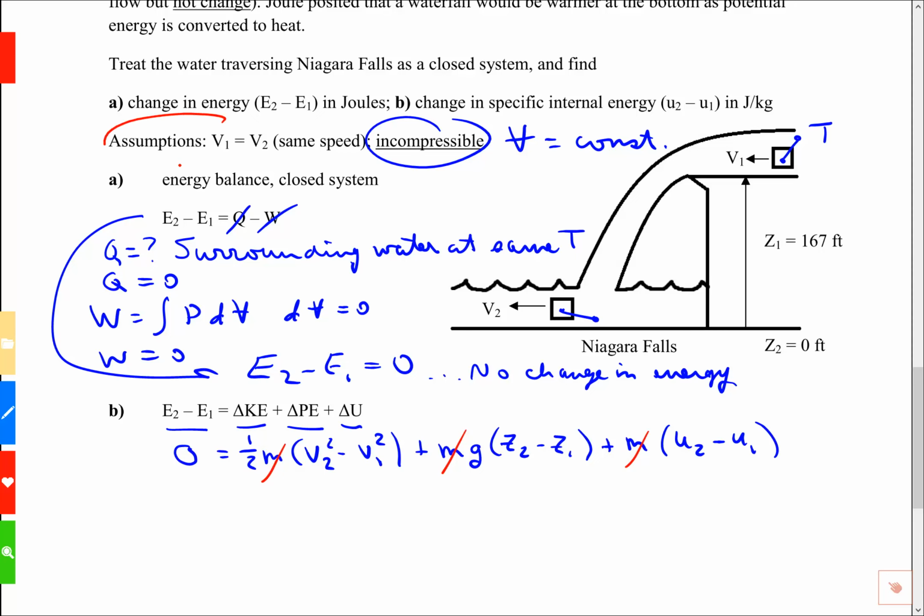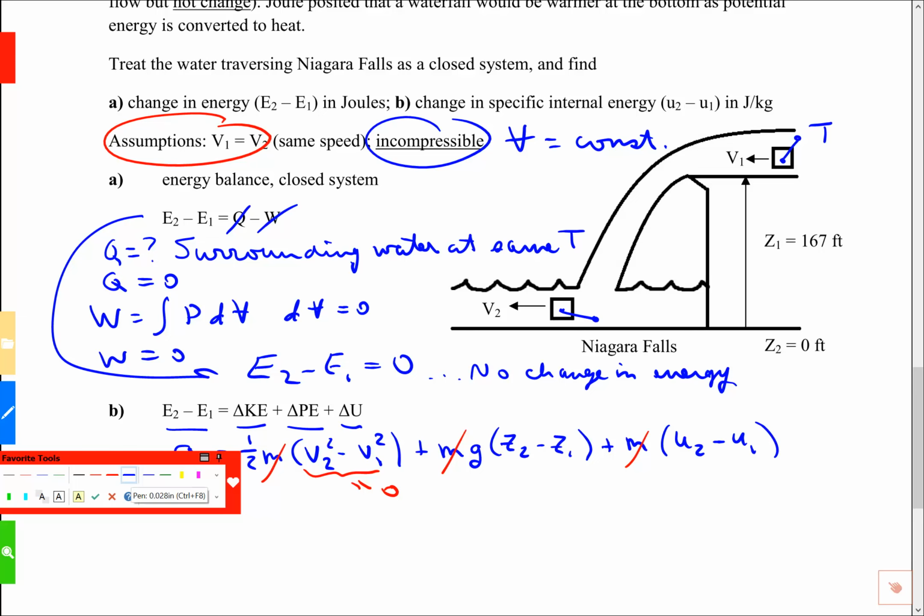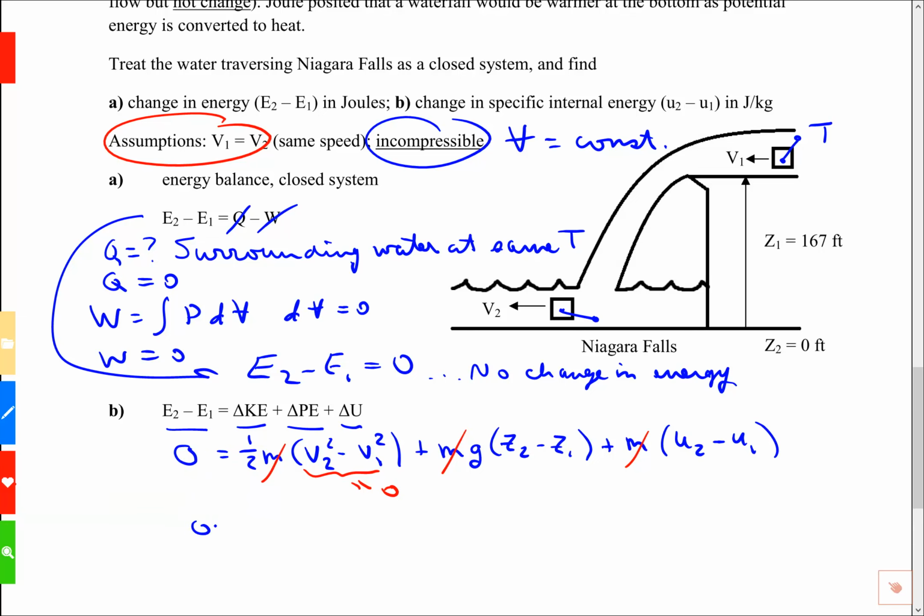We're assuming that the velocity is the same, so this term here cancels, that's zero. We could, I guess, choose a place in the river where the velocities were the same, and let's work this out. I've got 0 equals gravity times Z2 minus Z1 plus U2 minus U1, or I could solve for what I'm asked to find, U2 minus U1. That's going to be minus gravity times Z2 minus Z1.